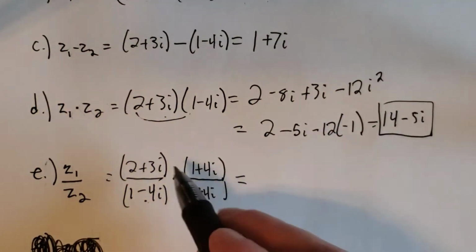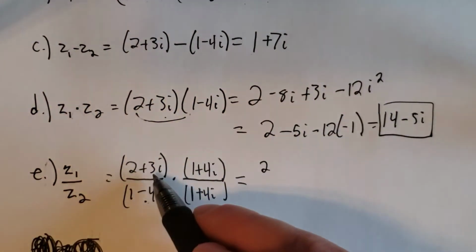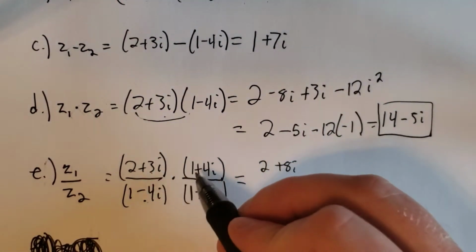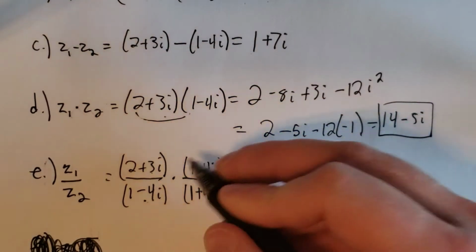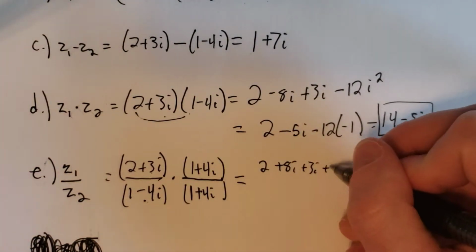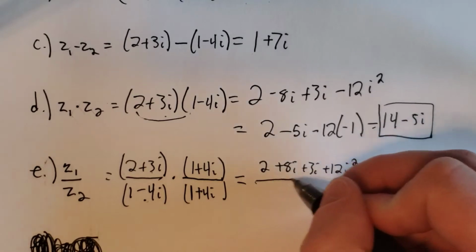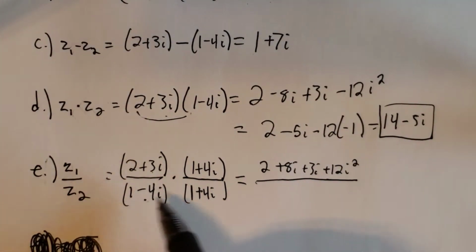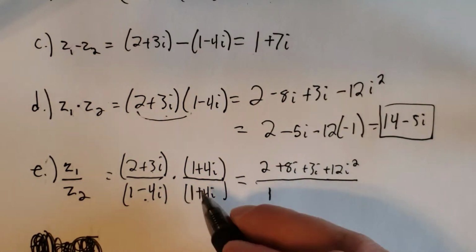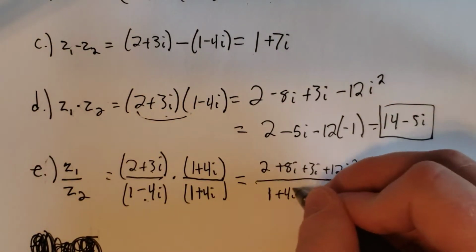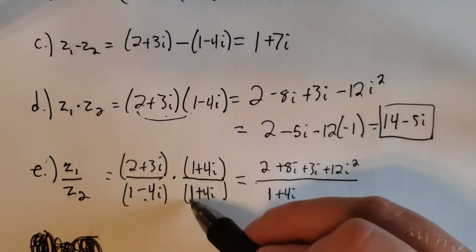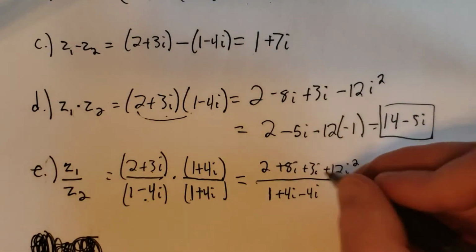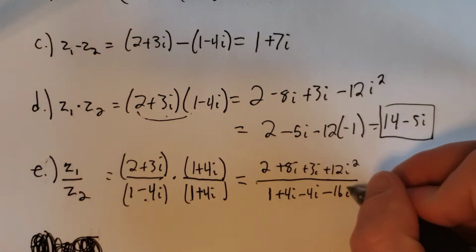So in the numerator, we get 2 times 1 is 2. 2 times 4i is plus 8i. 3i times 1 is plus 3i. 3i times 4i is plus 12i squared. All divided by, all right, 1 times 1 is 1. 1 times positive 4i is plus 4i. Negative 4i times 1 is negative 4i. And then negative 4i times positive 4i is negative 16i squared.